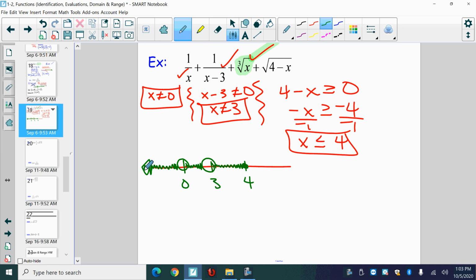So how do I write this in set notation? In set notation, I put x in the real number family, and I simply put exactly what is in my boxes.